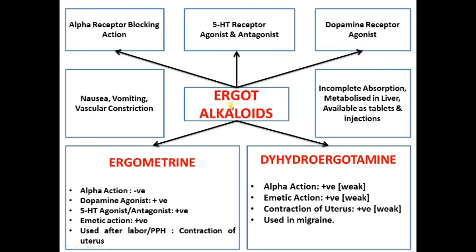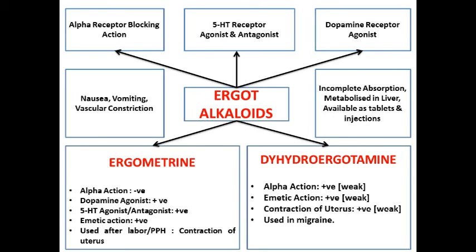If you talk of ergot alkaloids, the two drugs that come in line in this group are ergometrine and dihydroergotamine. For ergometrine, alpha action is negative, dopamine agonist action is positive, and 5-HT agonist antagonist action is positive. These are all potent emetic drugs, so you give this drug and the patient has a feeling of nausea and vomiting.